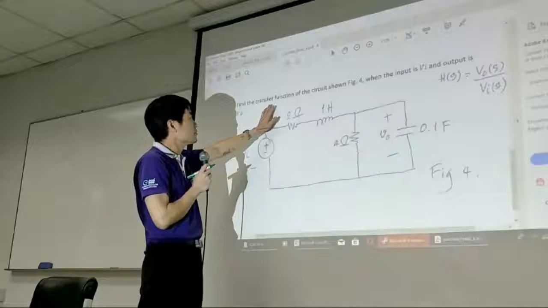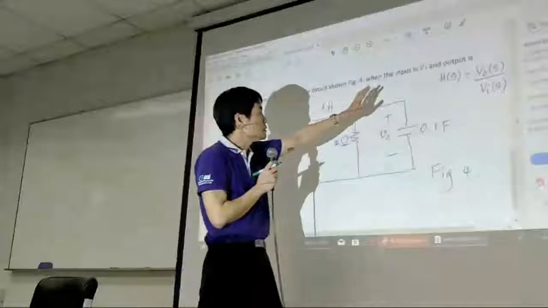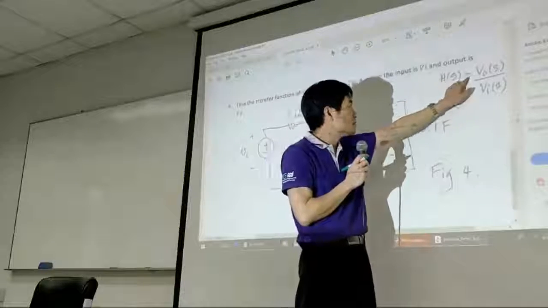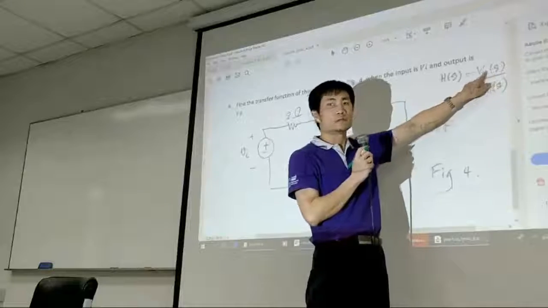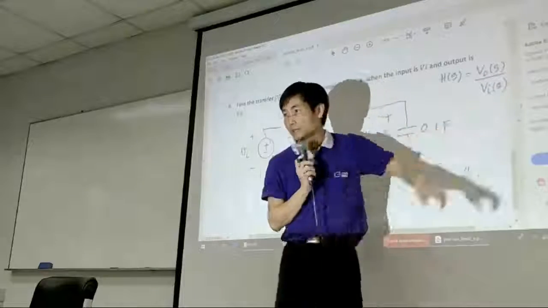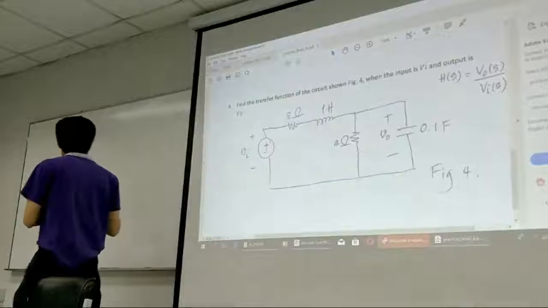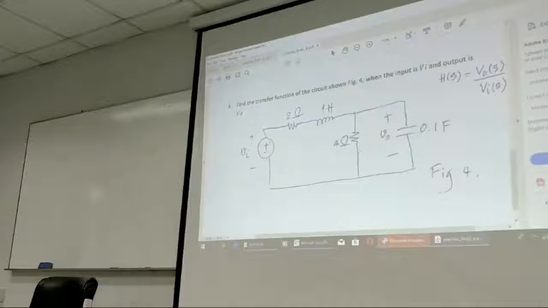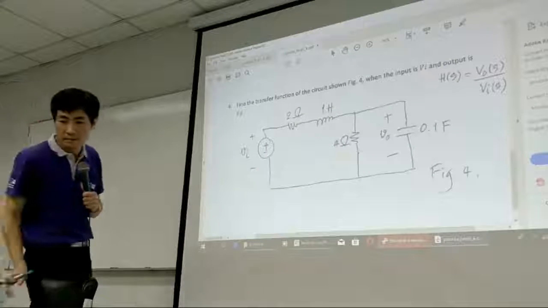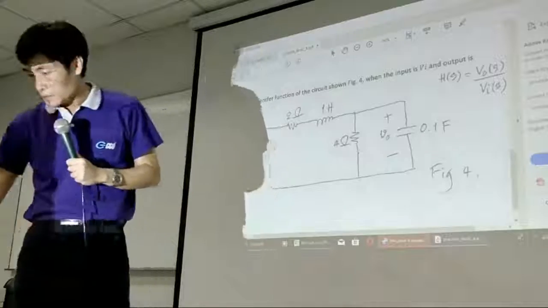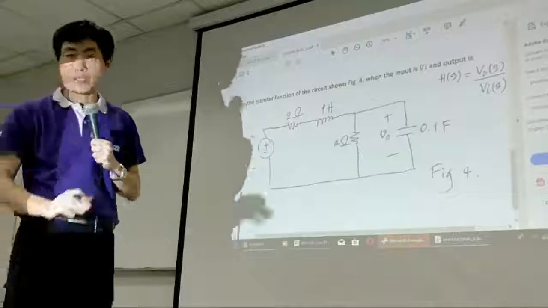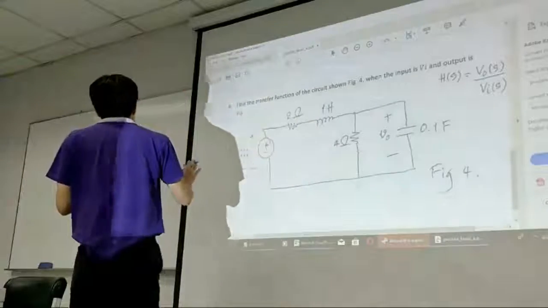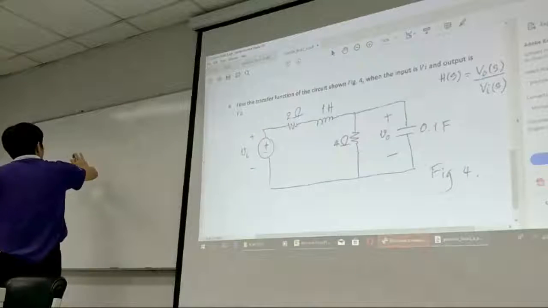Okay. Now, the question asks you to find the transfer functions. And transfer function is equal to the output divided by the input in the S domain. So basically, we have to solve the circuit. We have to get equations.